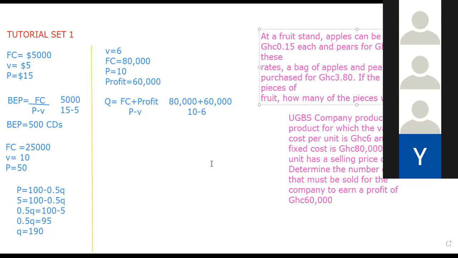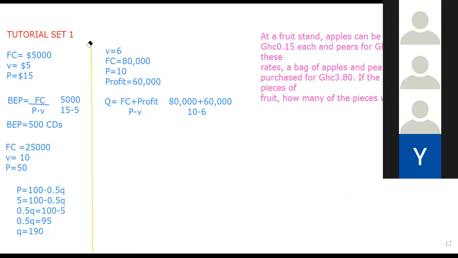So this one is on equations. So let's solve it. How many of the pieces were pears? It means that you don't know how many pears were bought and how many apples were also bought, isn't it? You don't know how many pears or apples were bought. So you represent the how many with what? Variables.